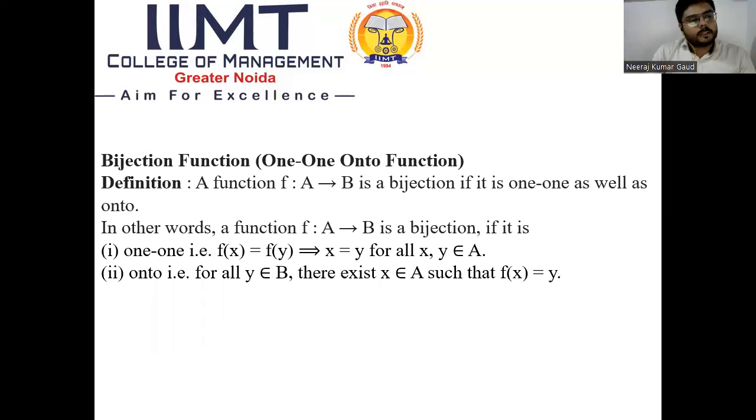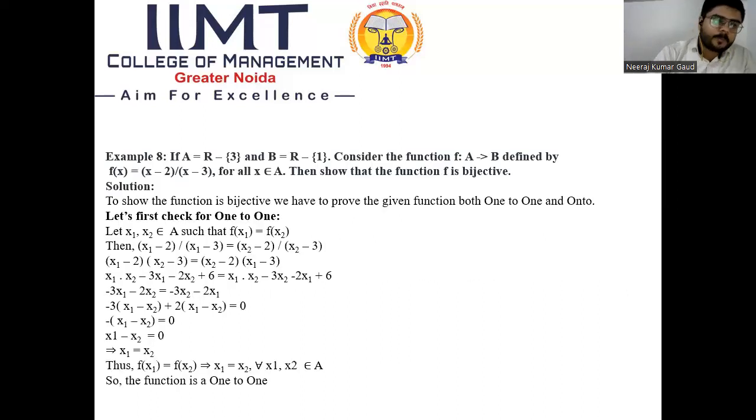Now the bijection function. A function f from A to B is a bijection if it is 1-1 as well as onto. In other words, a function from A to B is a bijection if it is 1-1 and onto. So if A is equal to R minus {3} and B is R minus {1}, considering a function from A to B defined as f(x) is equal to (x minus 2) upon (x minus 3), we are going to show this function is bijective.